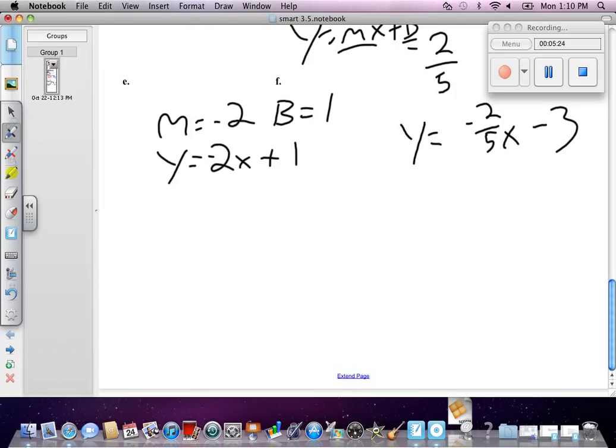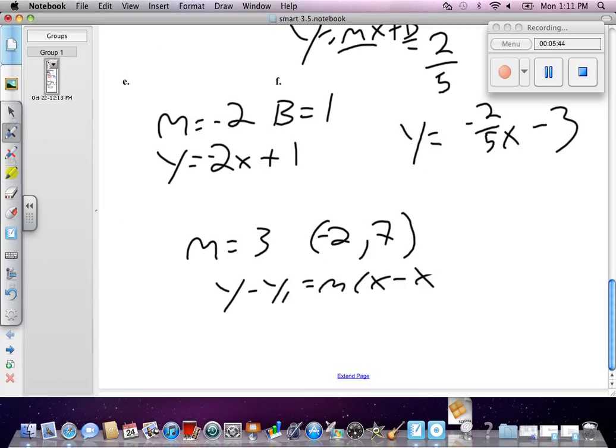Alright, what if I give you a slope and a point? Like E. So I'm giving you m equals 3 and the point (negative 2, 7). You need to get it in slope-intercept form. Who remembers point-slope form? Anybody? So the easiest way to do this is point-slope form. y minus y1 equals m times x minus x1. This is x1, this is y1. If you have this equation, which I'm going to leave on the board, could you do this? All you have to do is plug it in. This one right here, this is point-slope form.